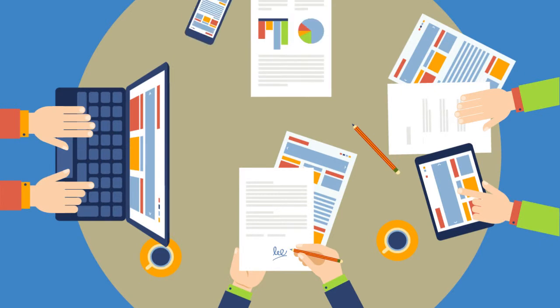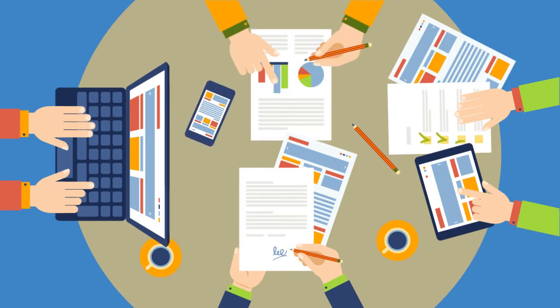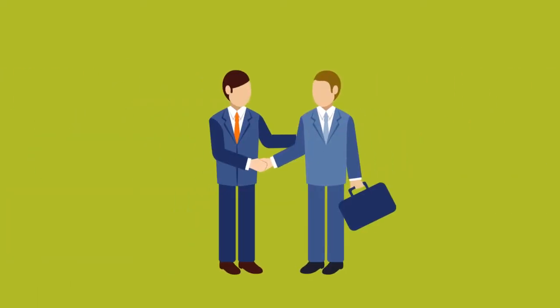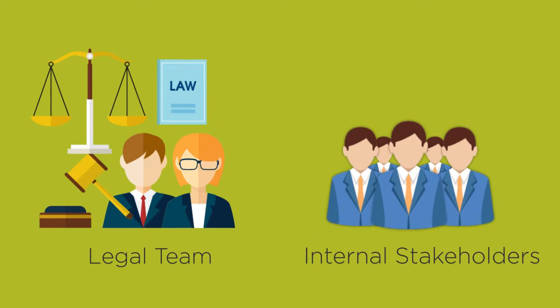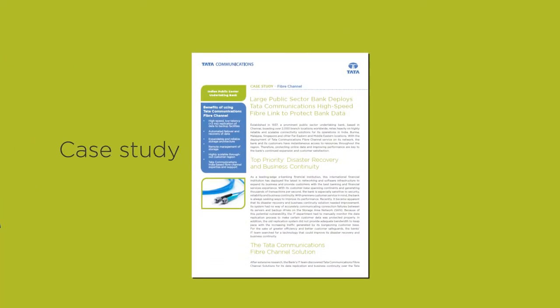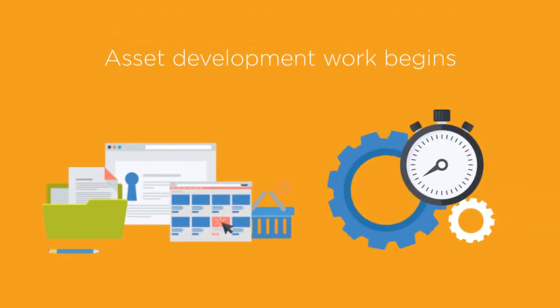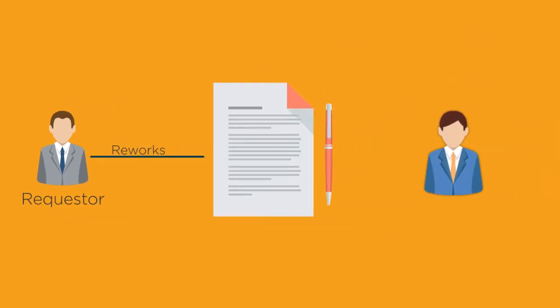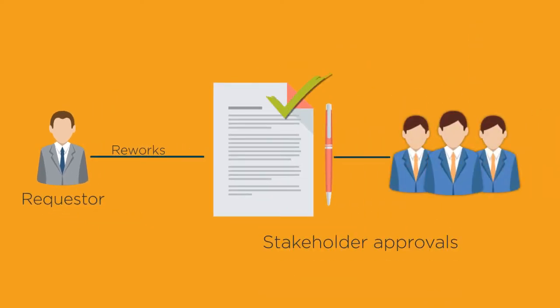Step 4. Review the brief for accuracy and completeness. After the brief is approved, the requester provides an SOW in concurrence with Tata Communications brand desk, the legal team, internal stakeholders, and, if it is a case study, then customer sign-off, following which the asset development work begins. In case of rejection, the requester reworks it for stakeholders' approval.